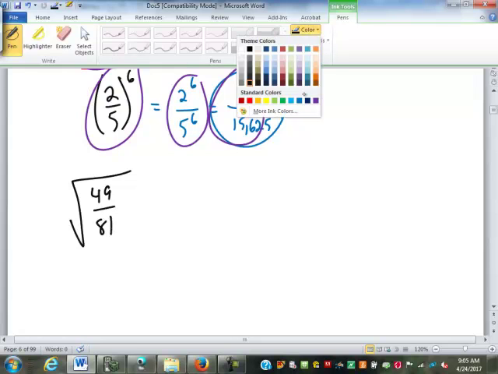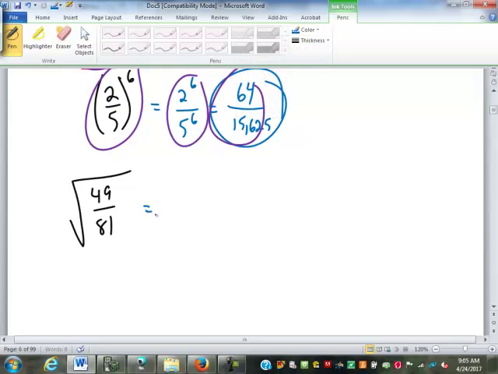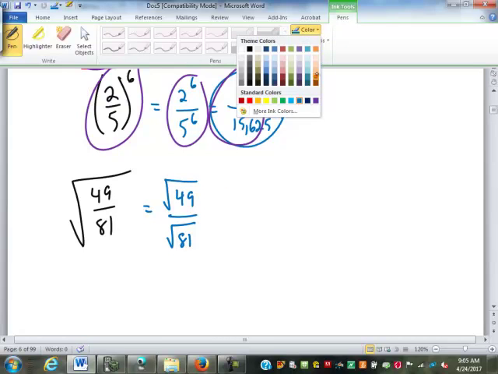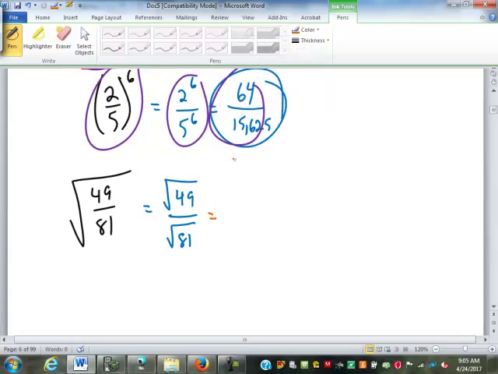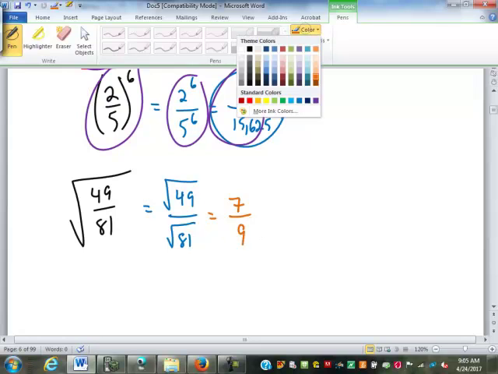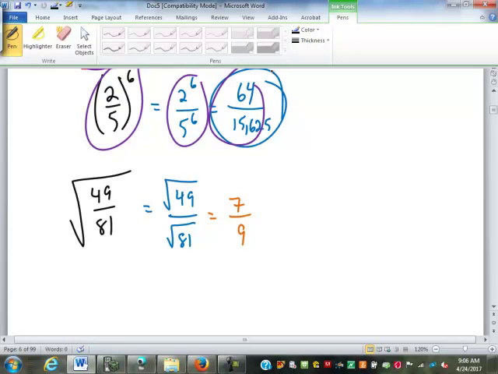So if I want the square root of 49 over 81, I can split it up into the square root of 49 over the square root of 81. What's the square root of 49? What's the square root of 81? 9. Very good. Square root of the numerator and the square root of the denominator. Yep, that's all it comes out to be.